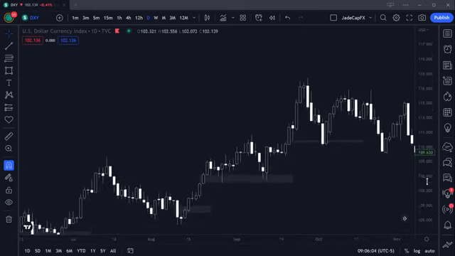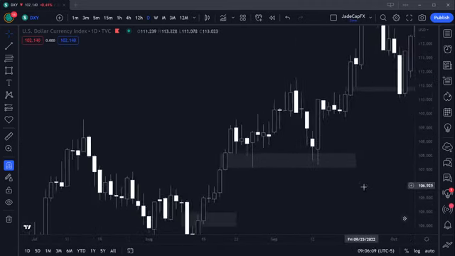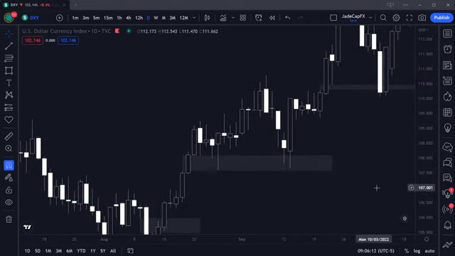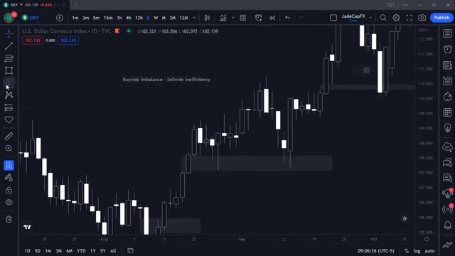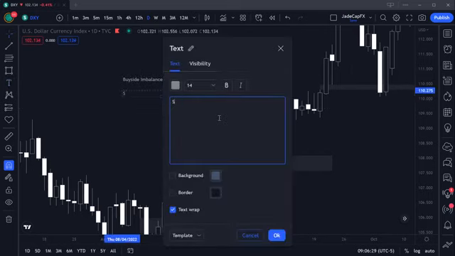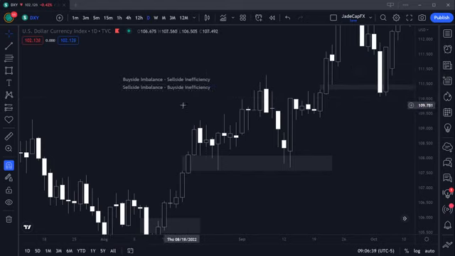So, what is an inefficiency? And we're going to start with the fair value gap. A fair value gap can come in the form of buy side imbalance, sell side inefficiency, or sell side imbalance, buy side inefficiency. All right, so what does this look like and what does it actually mean?